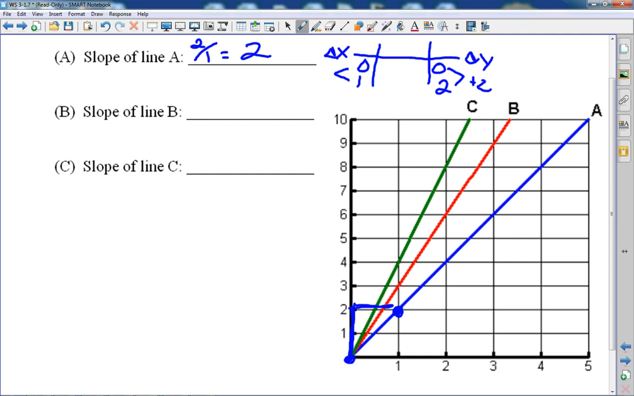Where'd my pen go here? Everything disappeared on me. Oh, my board went off. All right, there we go. Let's see. It should be plus 1.